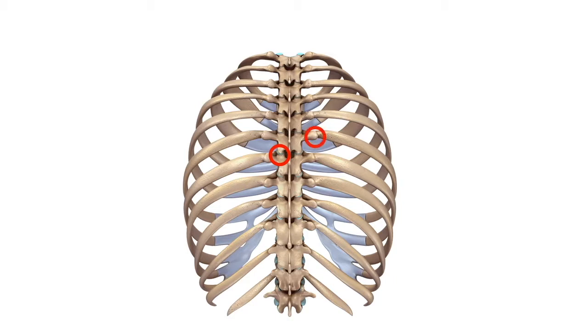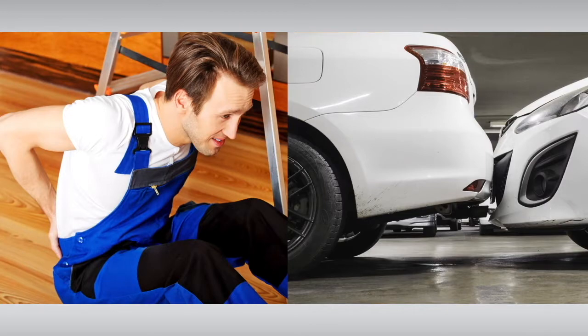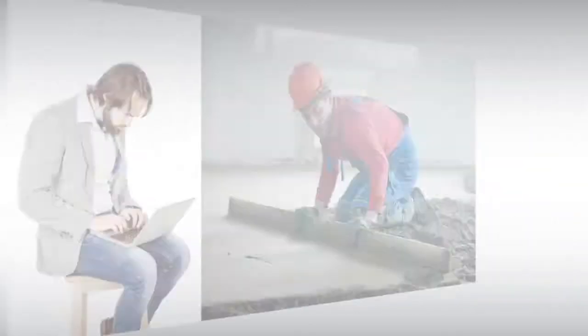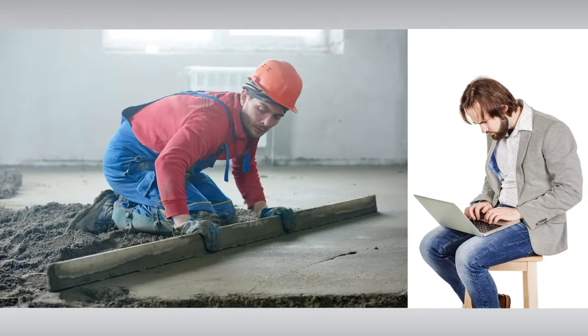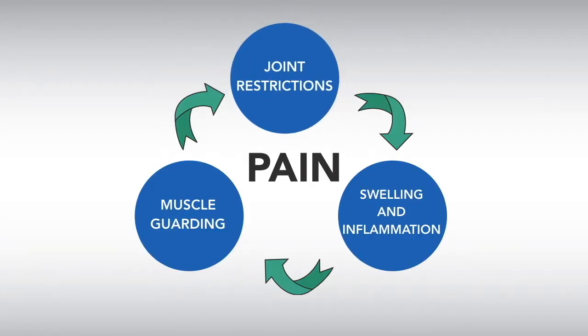Joint restrictions develop in a number of ways. Sometimes they're brought on by an injury like a fall or an accident, but more commonly, restrictions develop slowly from repetitive strains or poor posture. Not surprisingly, mid-back problems are very common in workstation users and students, especially those who carry heavy backpacks. Joint restrictions give rise to a self-perpetuating cycle of discomfort, beginning with swelling and inflammation, which triggers painful muscle guarding and leads to more restriction.